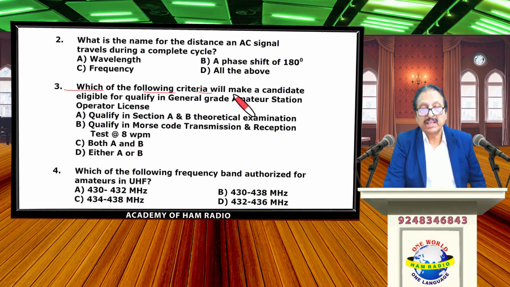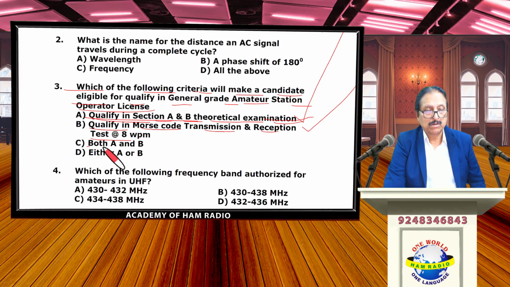Which of the following criteria will make a candidate eligible to qualify for the general amateur station operator's license? Qualify in section A and B theoretical examination. This is correct. Qualify in Morse code transmission and reception test at 8 words per minute. So, both these cases are correct. So, the correct option is both A and B. Charlie is the right option.